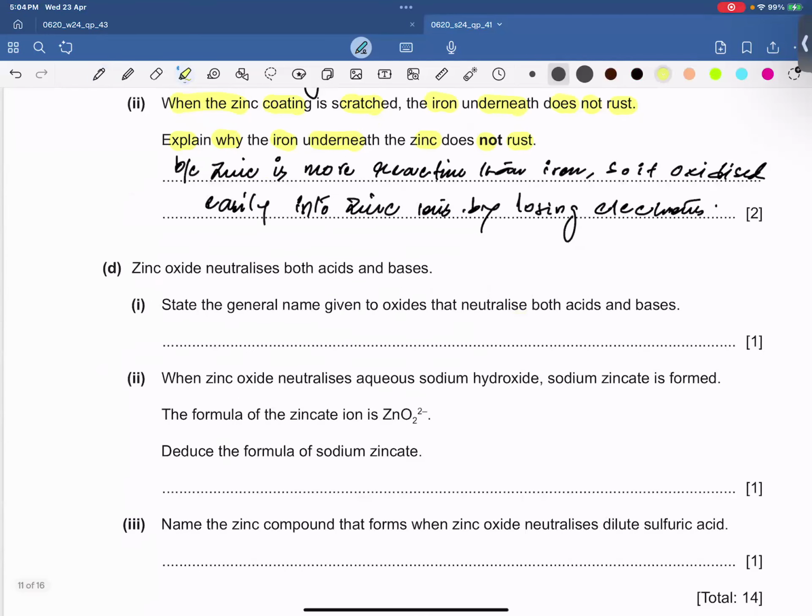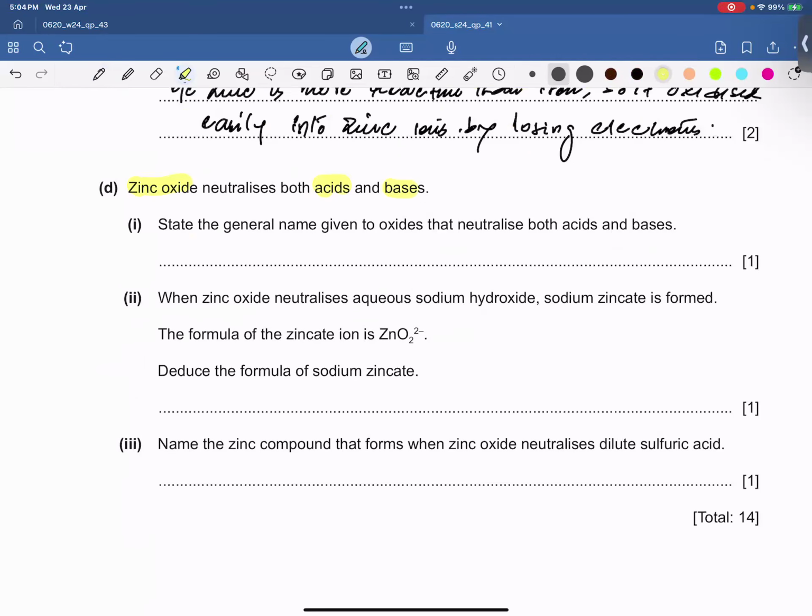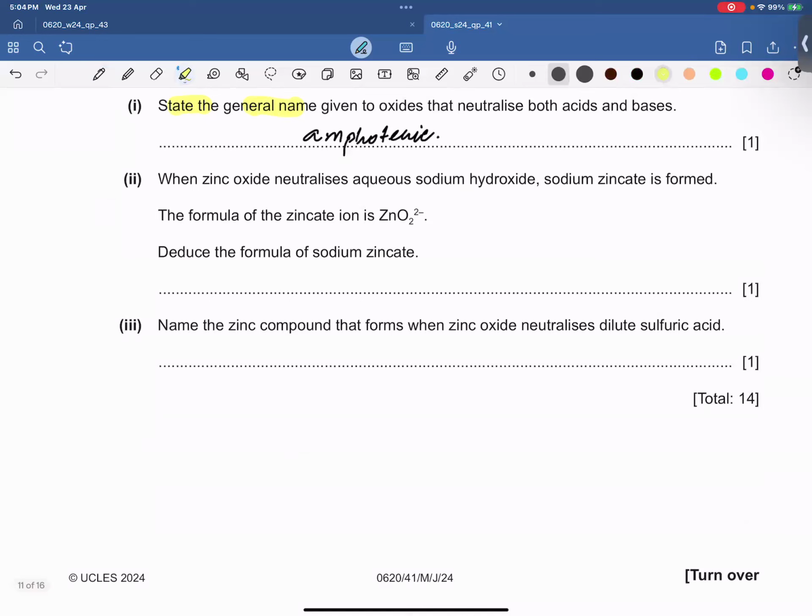Zinc oxide neutralizes both acid and bases. State the term amphoteric. And by the way, zinc oxide is an amphoteric oxide. We have done that in the class. When zinc oxide neutralizes aqueous sodium hydroxide, sodium zincate is formed.